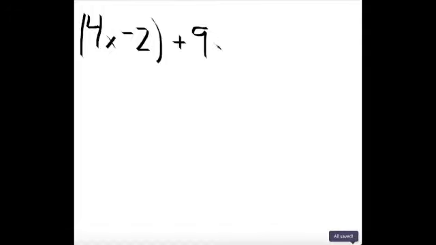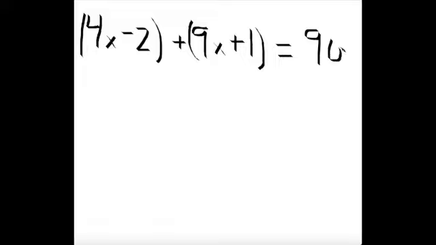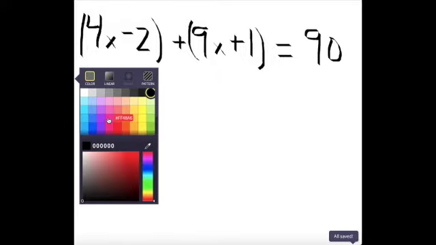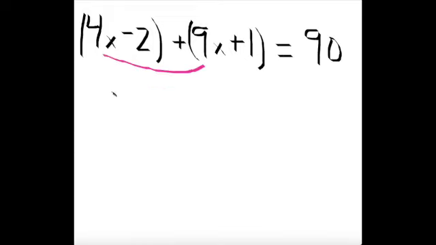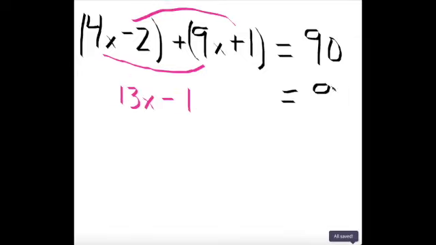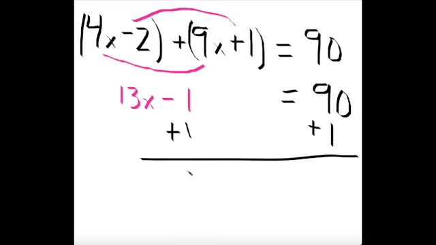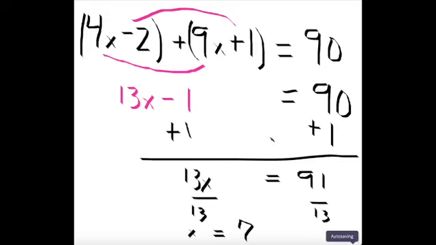To solve this kind of problem, you're going to take the two angles you're given and set them equal to 90. Then you're going to follow the process of combining like terms. That's your step one here. So I have 4x plus 9x is 13x. I have negative 2 plus 1 is negative 1. That still all equals 90. I then am left with a two-step equation. I'm going to add 1 to both sides, which gives me 13x equals 91. I'm going to divide by 13 and get x equals 7.